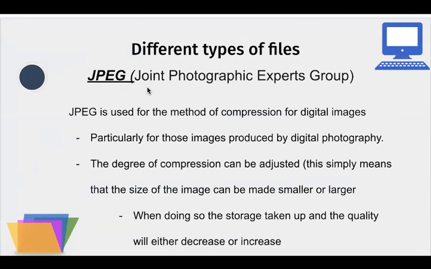JPEG is used for the method of compression for digital images, particularly for those images produced by digital photography. The degree of compression can be adjusted. This simply means that the size of the image can be made smaller or larger. When doing so, the storage taken up and the quality will either decrease or increase.